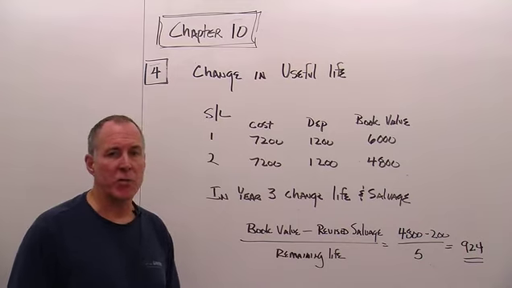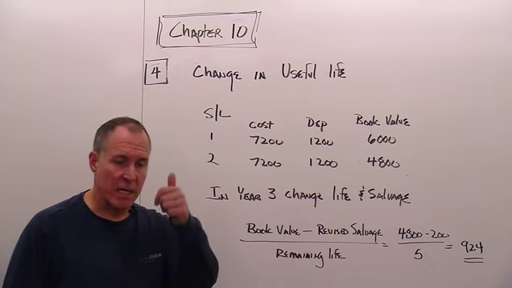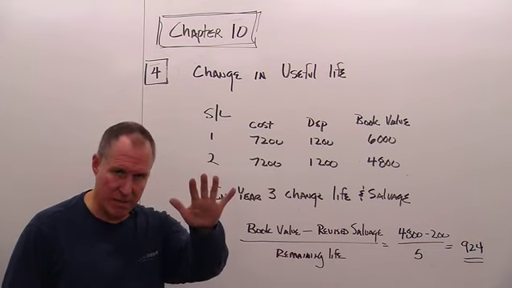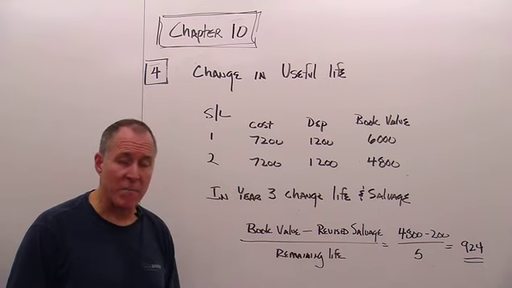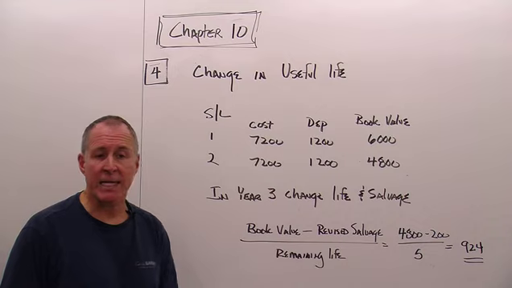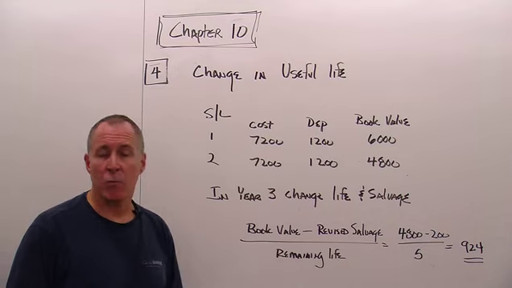That will be the depreciation in year 3, year 4, year 5, year 6, and year 7. At that point in time, we would have a book value of $200, and if we sell it for more than that, we have a gain. If we sell it for less than that, we have a loss.